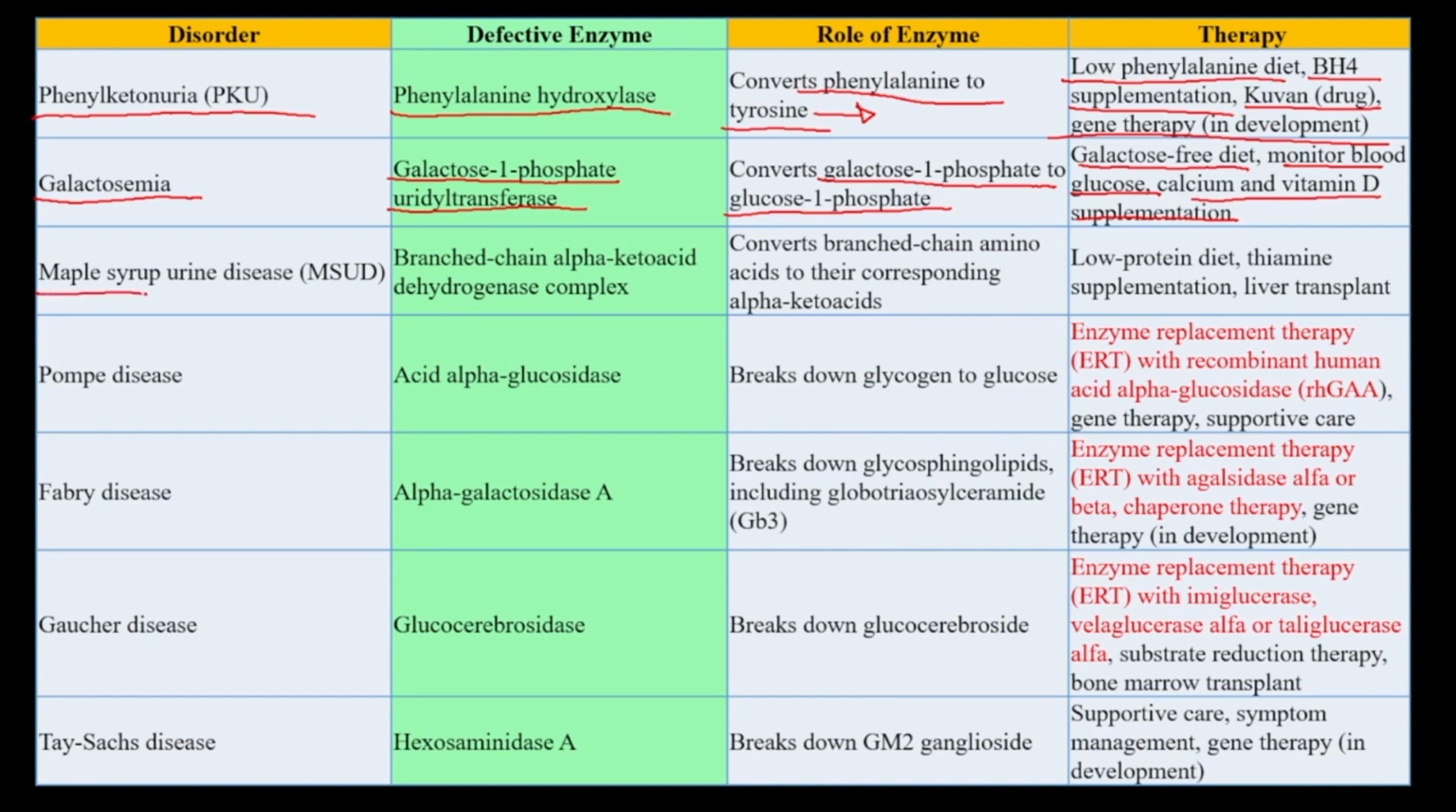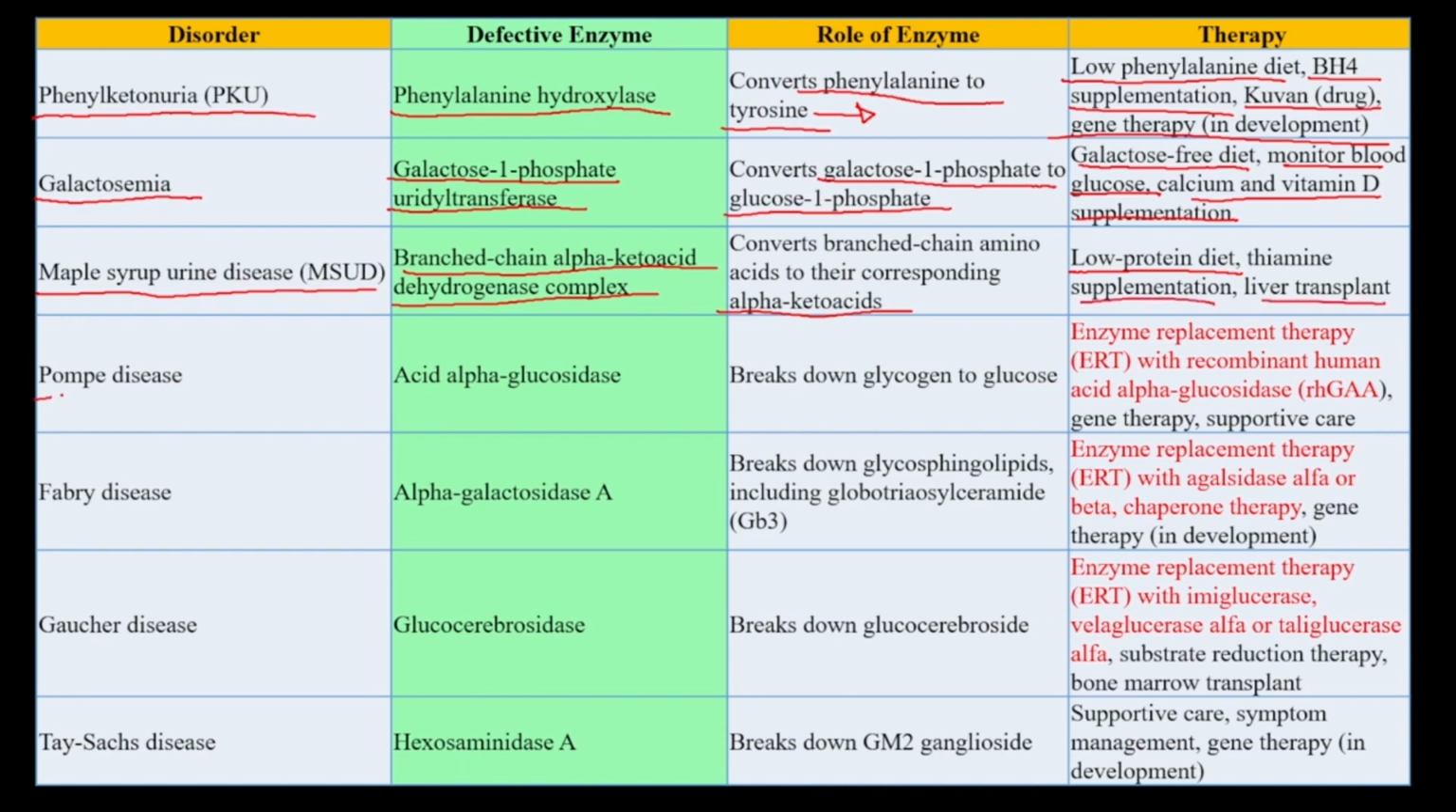Then we have maple syrup urine disease. There you have the defective enzyme called branched-chain alpha-keto acid dehydrogenase complex, and that converts the branched-chain amino acids to their corresponding alpha-keto acids. Okay. And the therapy is that you take low protein diets, thiamine supplements, and liver transplants.